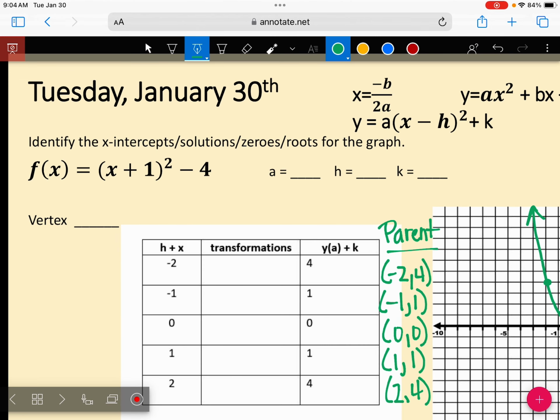All right, so A is always the number in front of the parentheses. It cannot be 0. So A is 1. H is always on the inside, and you change the sign. So it wouldn't be a positive 1. It would be negative 1. And K is negative 4. Where's your vertex going to be? Negative 1, negative 4. Good.